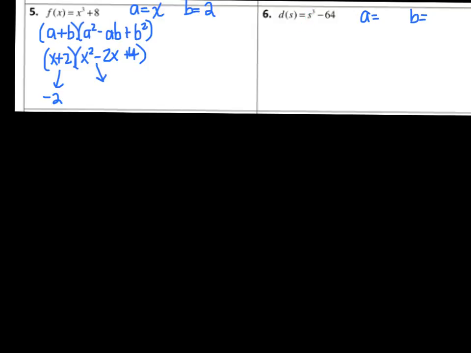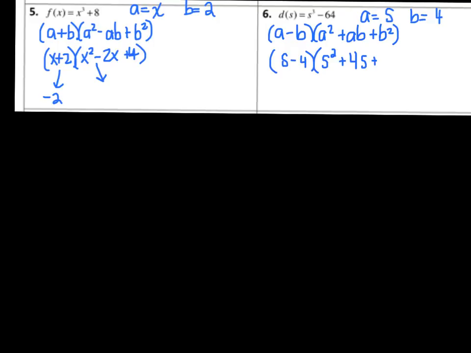So again, S times S times S will give me S cubed, and 4 times 4 times 4 will give me 64. So my formula for difference of cubes, because I have a subtraction sign here, will be a minus b, a squared plus ab plus b squared. And I really don't like using s's because it looks like a 5, but we'll go for it. S minus 4, s squared plus a times b plus b squared. That's factored.